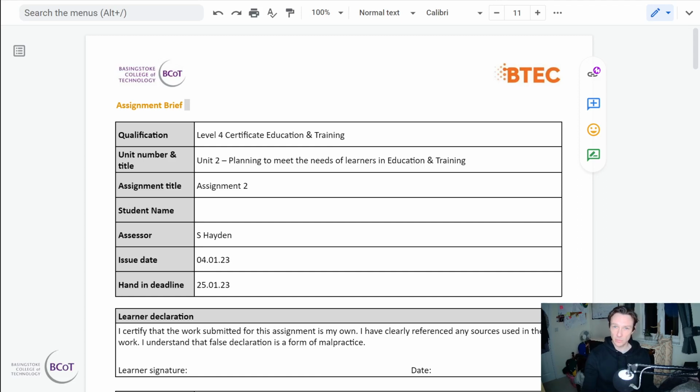For Unit 2, we're going to be looking at planning and, in doing so, meeting the needs of our learners. This will be Assignment 2. I will be your assessor, Scott Hayden, and we're going to have until the 25th of January to work on this assignment together.